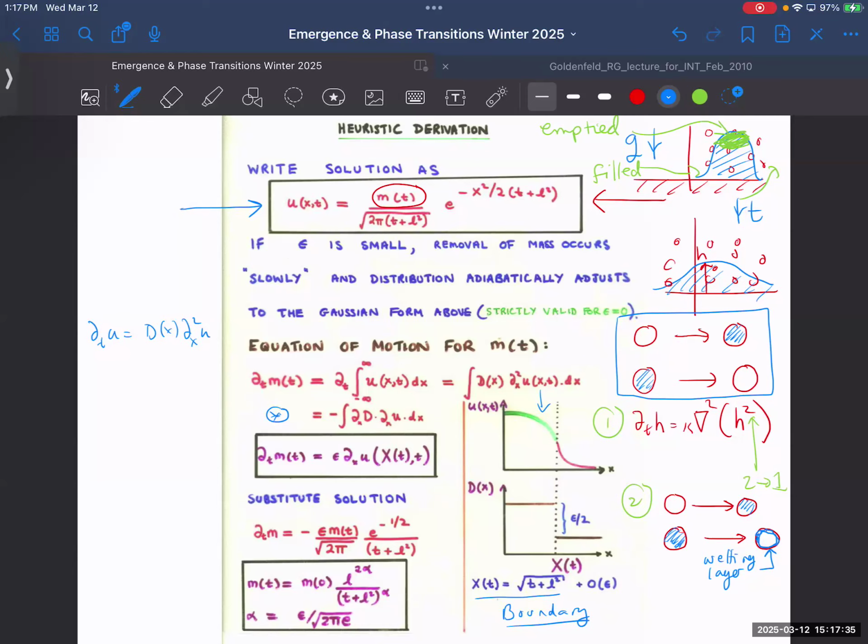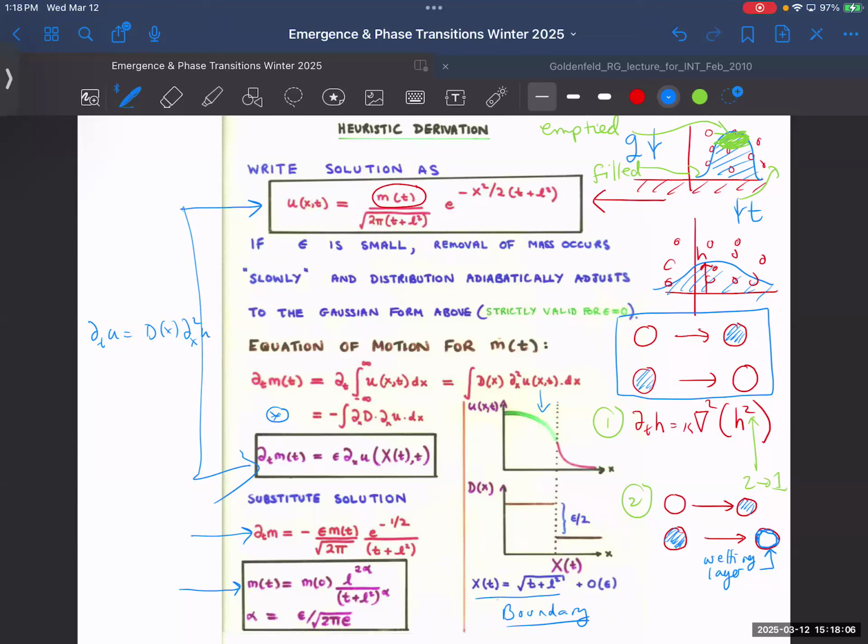Okay, now all I have to do is take my solution. I know what u is and stick it into here. And then what I get is an equation for M. So there's my equation for M, and I can solve that equation exactly. And the solution to that equation is this. M of t is M of naught times L to the power 2 alpha over (kappa T plus L squared) to the power alpha, where alpha you can read off is epsilon over the square root of 2 pi e.